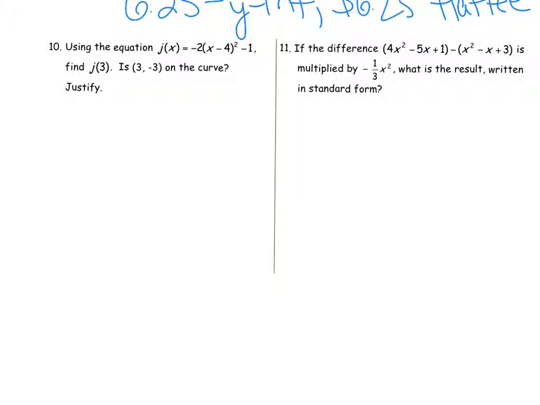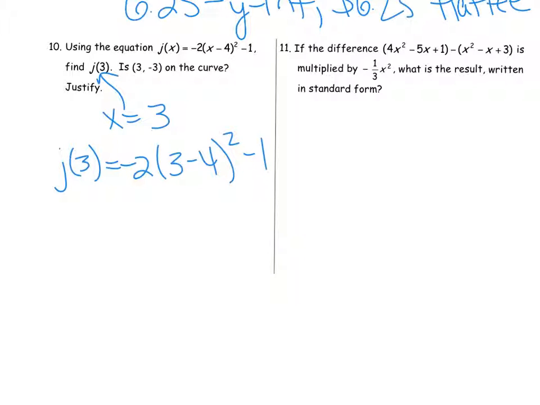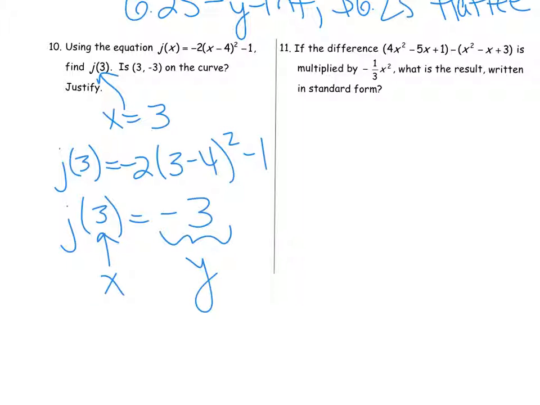Question number 10, I give you the following equation, and I'm asking you to find j of 3. So that means set x equal to 3. Let's see what happens. I have j of 3 is going to equal -2 times (3 minus 4) squared minus 1. You all have a calculator. When you put this in the calculator, you'll get j of 3 equals -3.